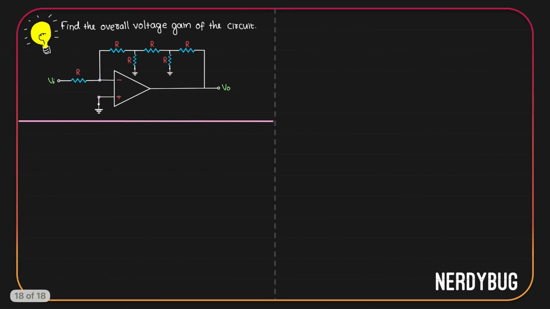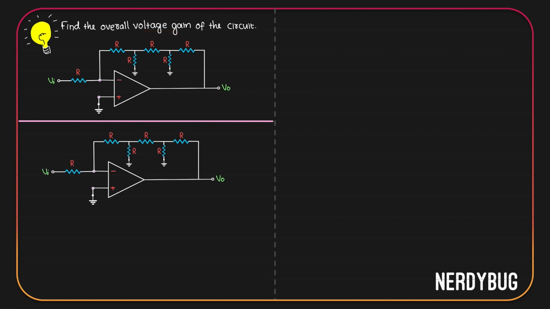Let us solve another problem. We have a circuit and we have to find the voltage gain. Let us start by taking the circuit and making it simpler so the analysis becomes simple. For that, consider these three resistors. This goes to the ground, this goes to the ground. So effectively, they are connected to each other.